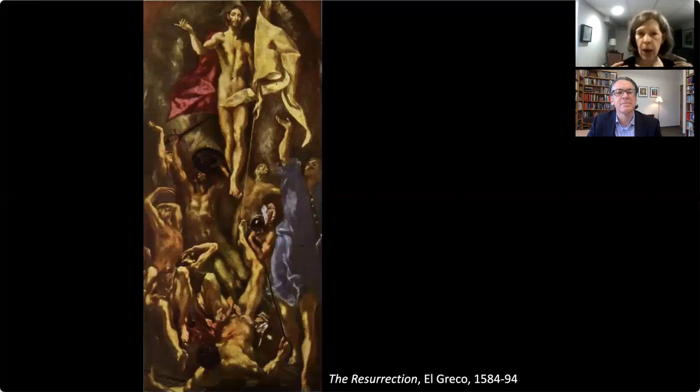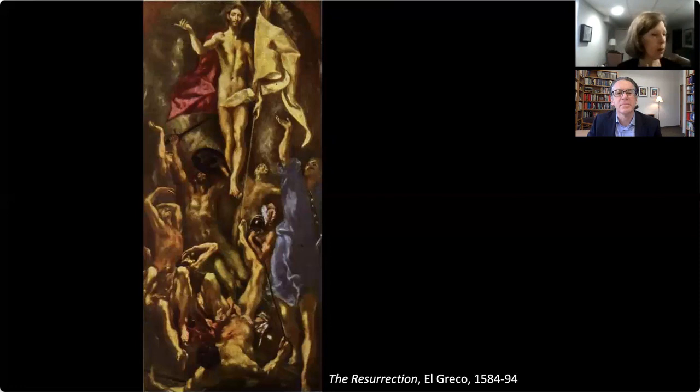One odd bit to draw your attention to in this, it looks like a dance, doesn't it? Like they're dancing around, but no, they're writhing. They really are. Jesus has a very oddly shaped halo. It's a rhombus of some sort. And it is more typically Byzantine than the rounded ones that you saw on those Italian paintings.